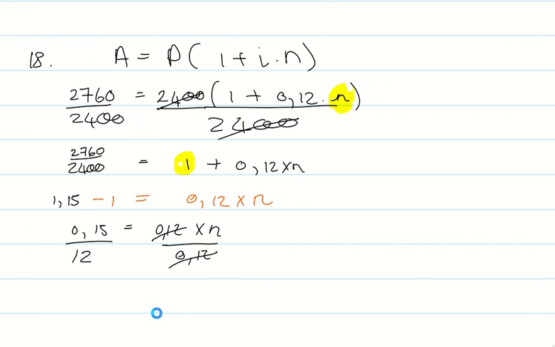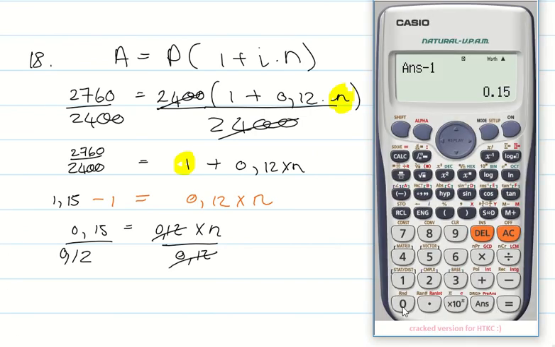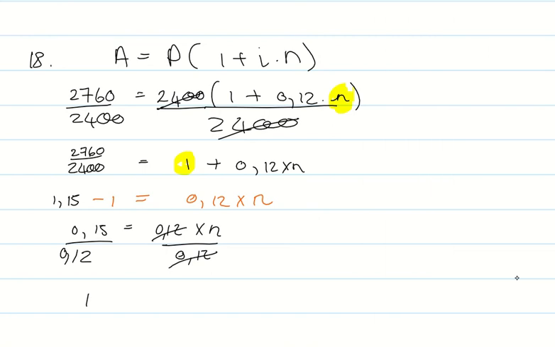So my answer will be 0.15 divided by 0.12. You can do this on your calculator. It's equal to 5 over 4, and 5 over 4 is 1.25. Or you could have written this down as 1 and a quarter is equal to n. Now what is n actually? n is the amount of years.